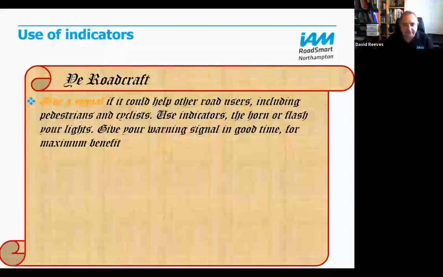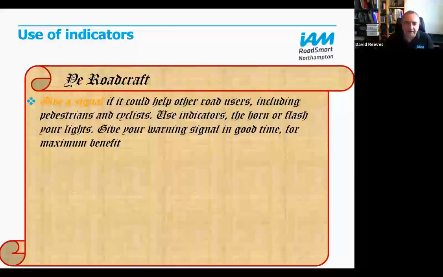Give a signal if it could help other road users, including pedestrians and cyclists. Use indicators, the horn, or flash your lights. Give your warning signal in good time for maximum benefit. Absolutely nothing to argue with there.